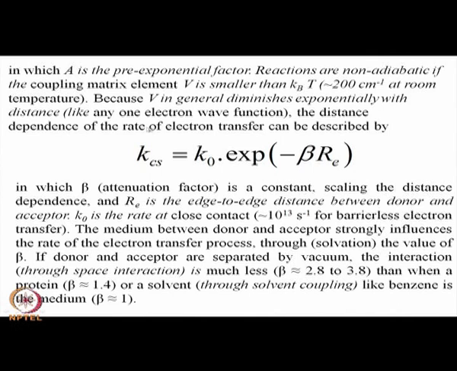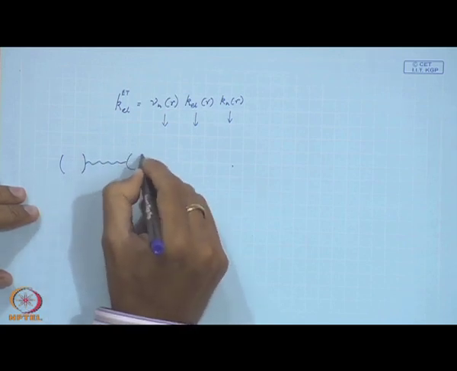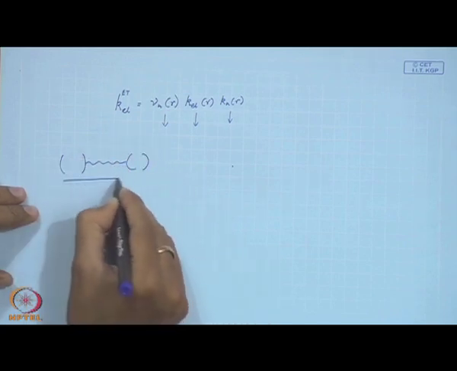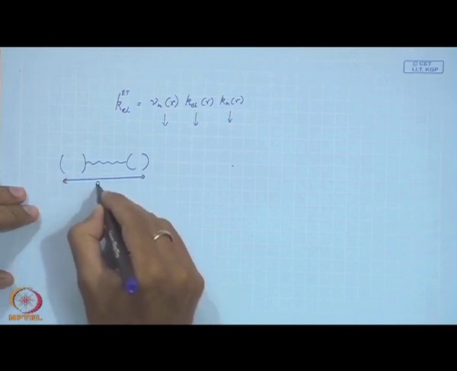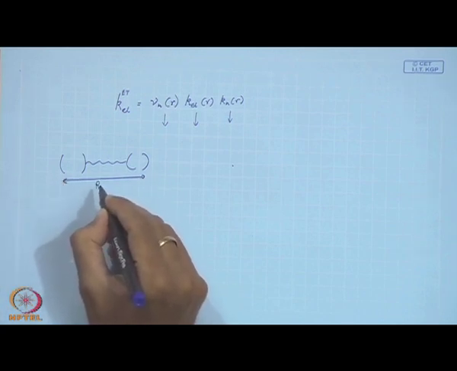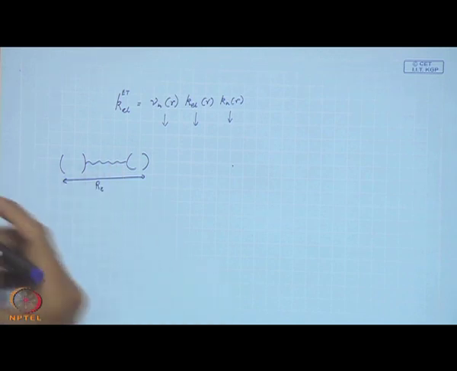And also the distance dependent electron transfer rate can be described by this: Kcs equal to k0 times exponential of minus beta Re. Now, beta is the attenuation factor, it is scaling the distance dependence, and Re is the edge to edge distance. You have the donor, you have the acceptor, then this edge to edge distance is Re.